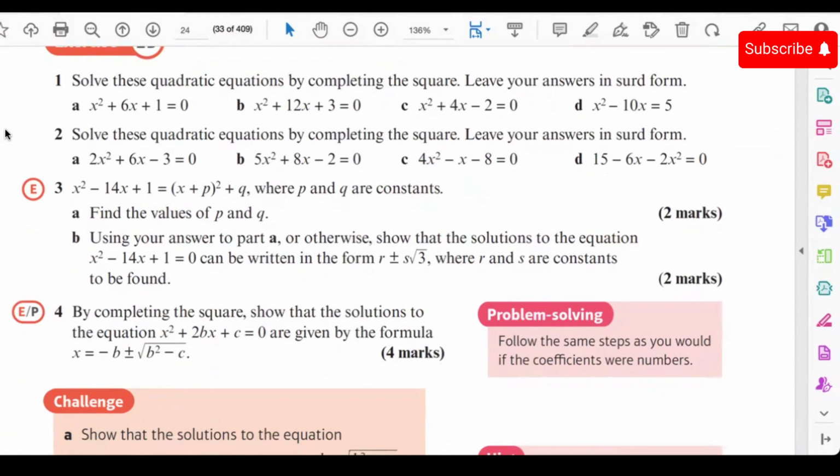In our next lesson, we will try to solve quadratic equations using factorization, which is the easiest method.